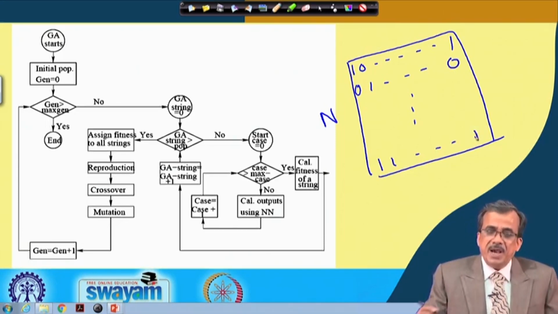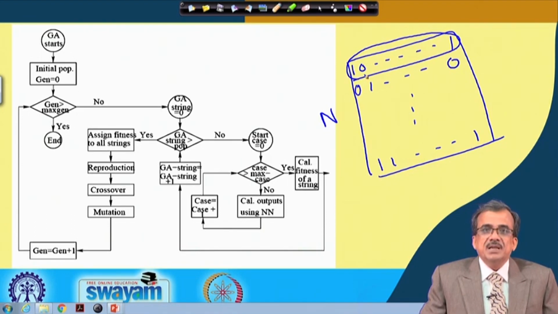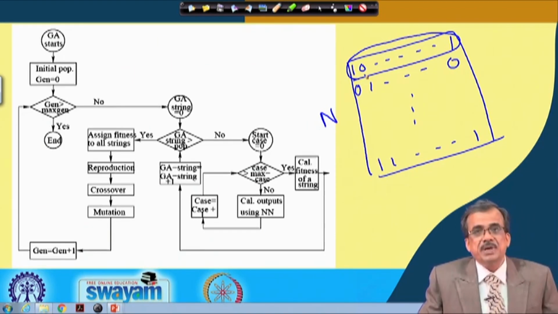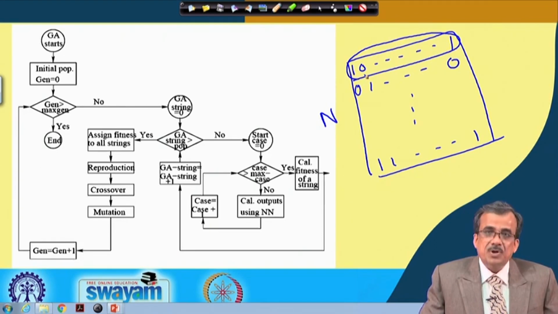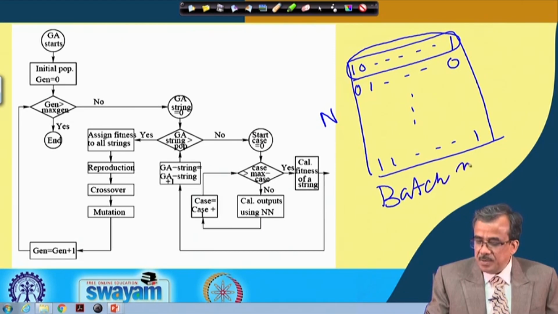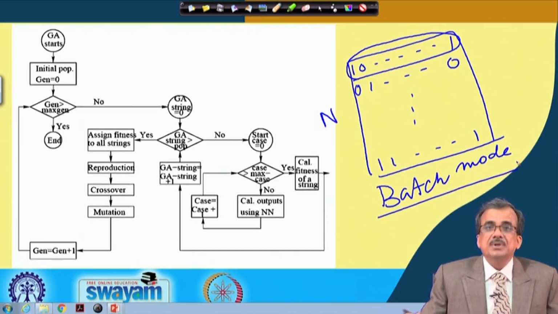Now, if I concentrate on a particular GA string, that is the first GA string, it will carry the full information of this particular network. Now, let us see how to implement the batch mode of training for this type of network. So, I am just going to discuss the batch mode of training of this particular network.